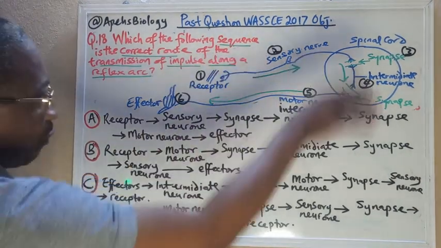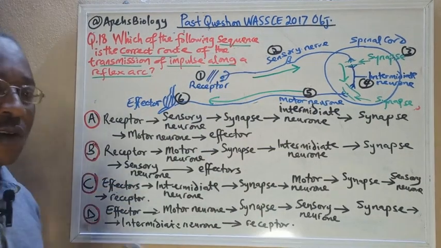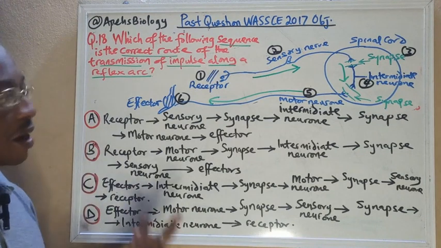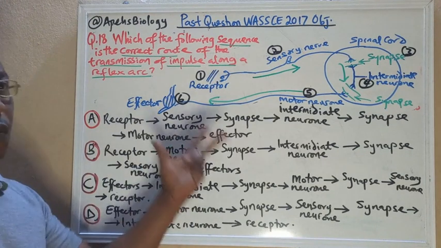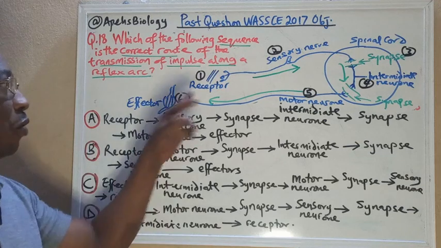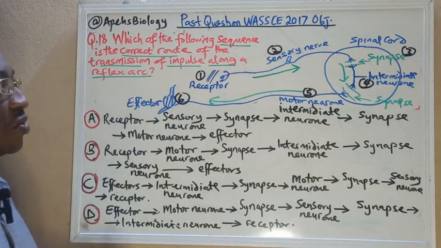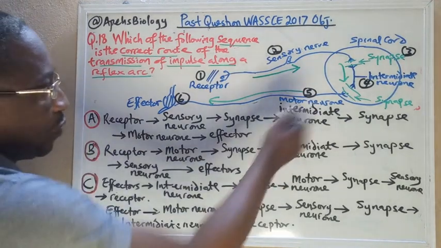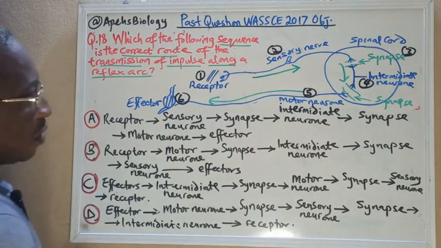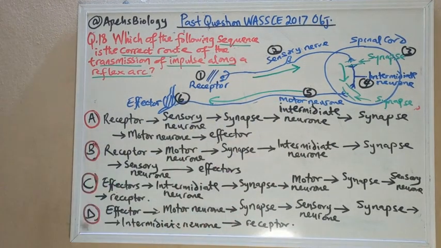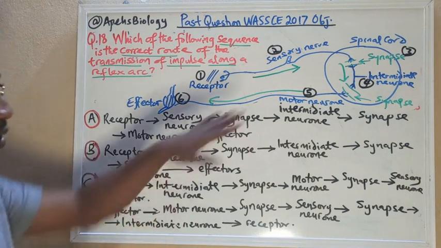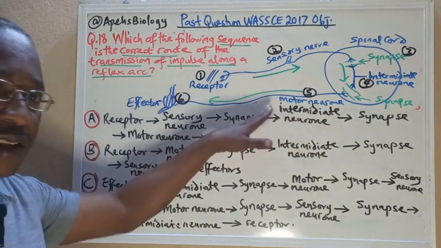So this is a reflex arc. If you are writing theoretical exams and they ask you, what are the components of a reflex arc? You have number 1, receptor, number 2, sensory nerve, number 3, synapse, number 4, intermediate nerve, number 5, motor nerve, and number 6, do not forget the effector. Now let's hit the question. Remember, this is the diagram of a reflex arc.